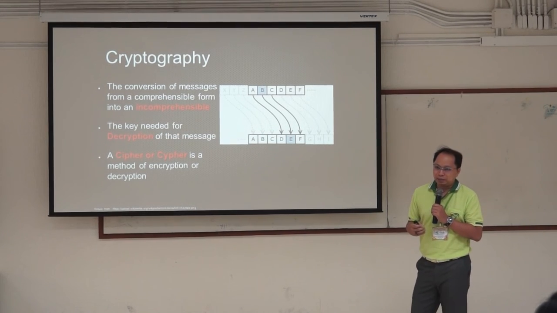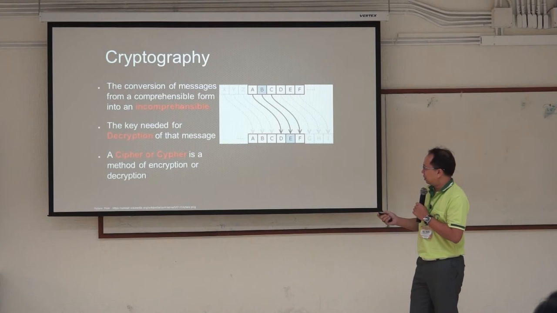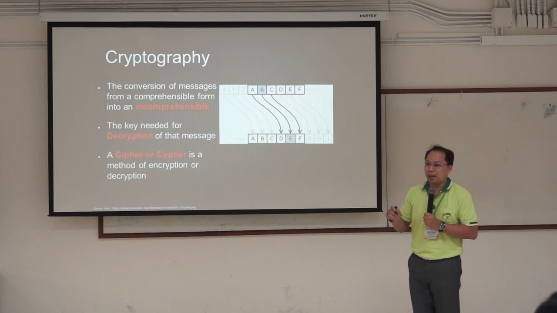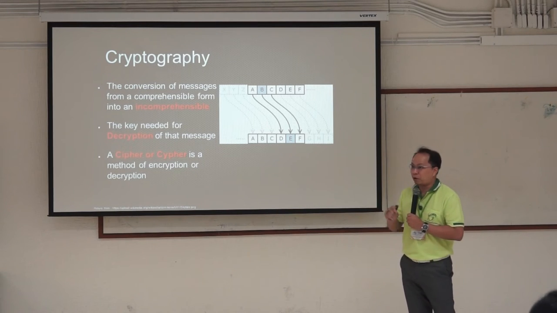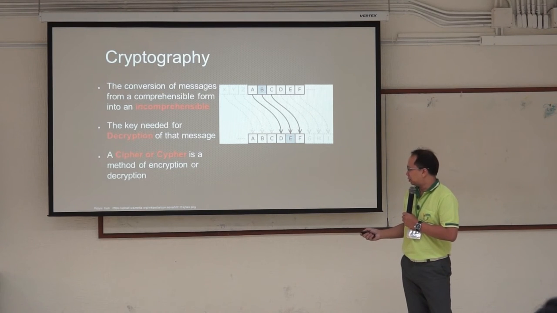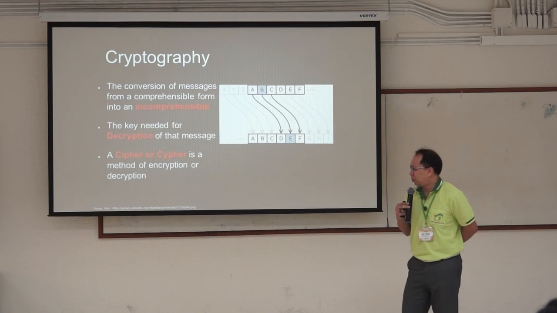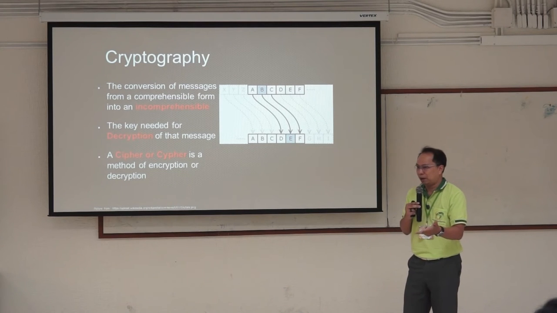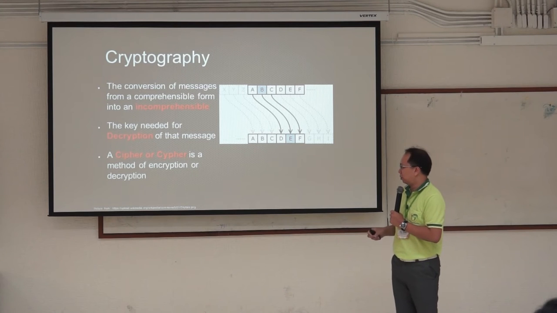The second is the key, for the decryption of the message. You need the key to decrypt or crack it into understandable words. The cipher is a method for encryption or decryption. We have a key and we have a method to scramble the words.